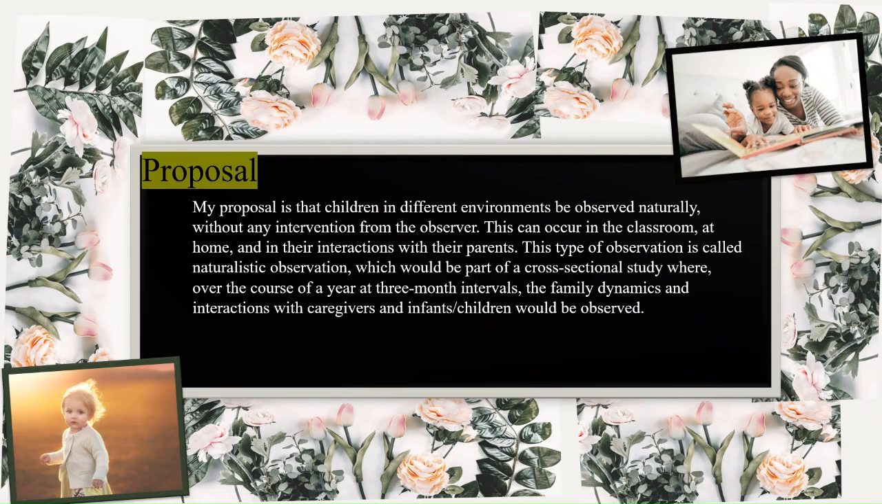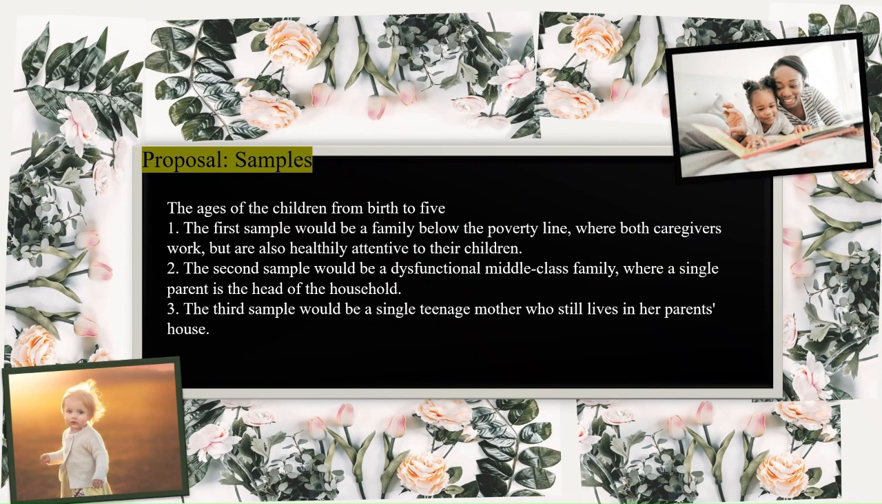The study will be over the course of a year at 3-month intervals. The family dynamics and interactions with caregivers and infants or children would be observed. The samples are children from birth to 5. The first sample will be a family below the poverty line, where both caregivers work but are also healthily attentive to the children. The second will be a dysfunctional middle-class family where a single parent is the head of the household. And the third sample will be a single teenage mother who still lives in her parents' house.